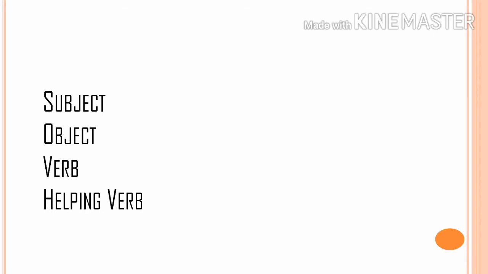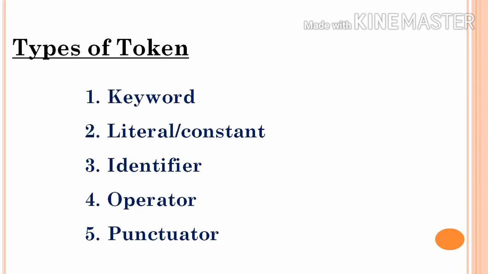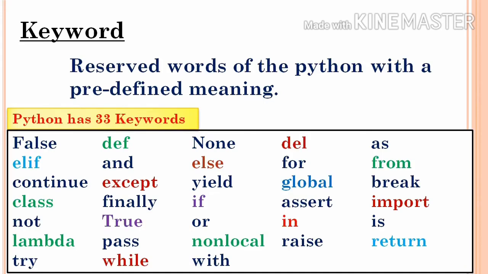The first one is the keyword. What is a keyword? Keywords are the reserved words of Python with a predefined meaning. We can't change these keywords. It's very necessary to use them. By using these keywords, we can write our program very easily, or we can put our syntax very easily. Here Python has 33 keywords.